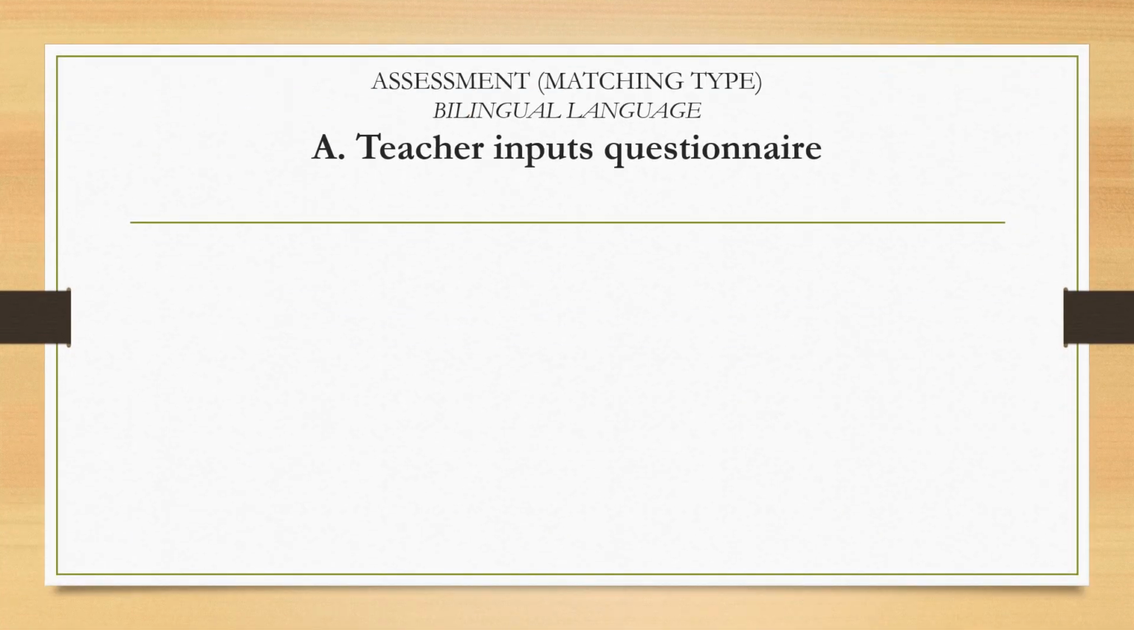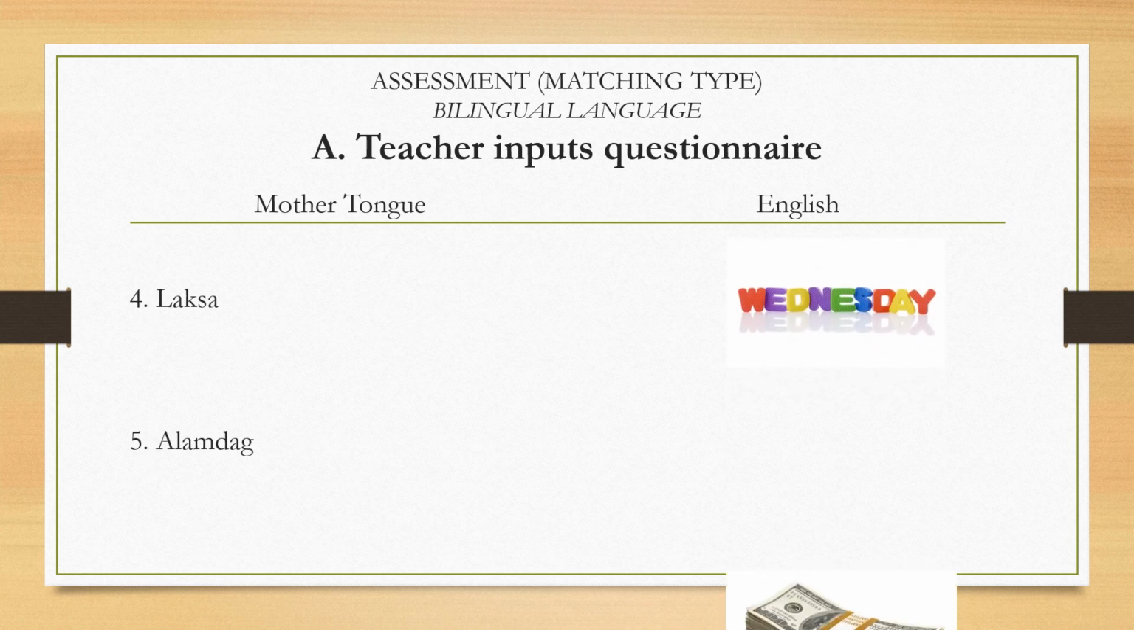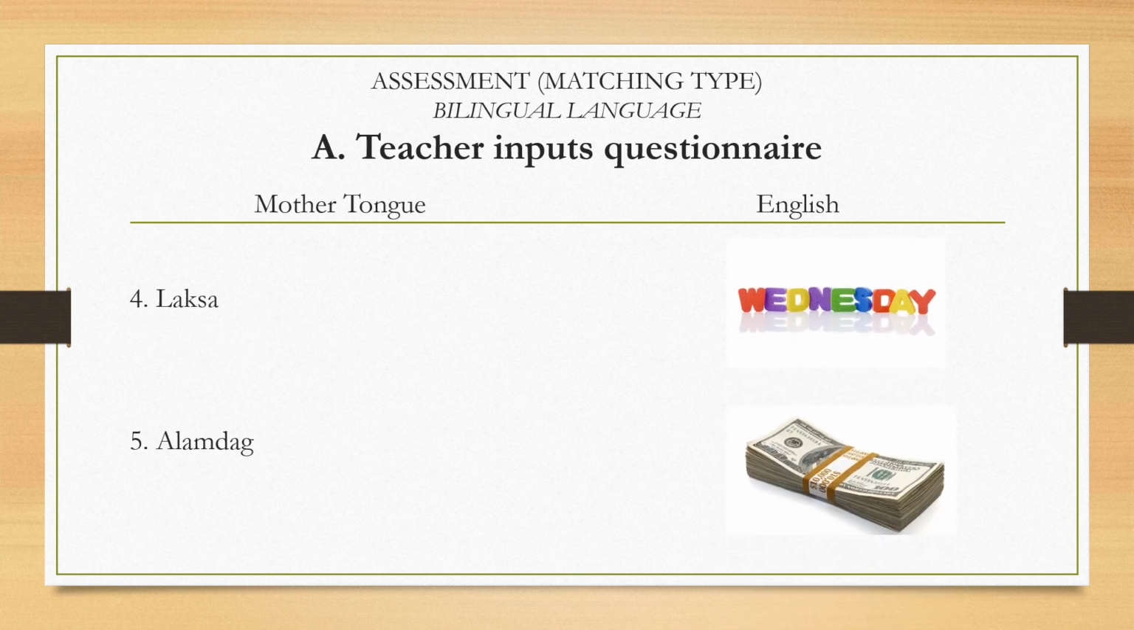Additionally, in mother tongue, laksa translated to English is 10,000. Alamdag translated to English is Wednesday.